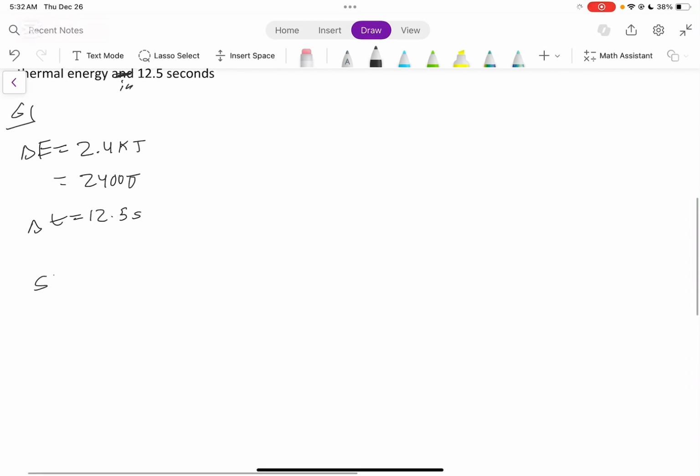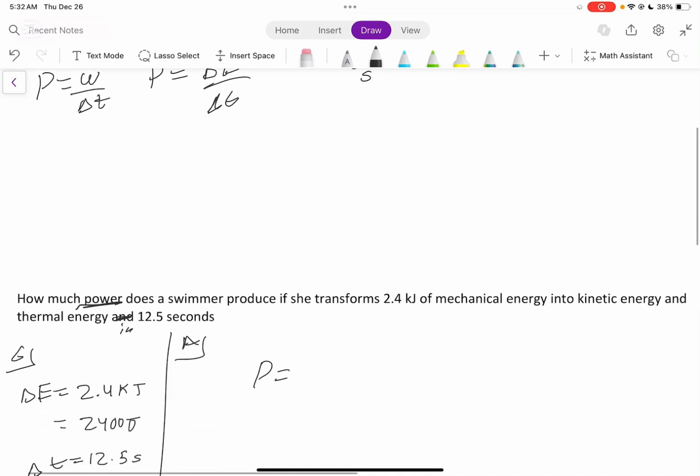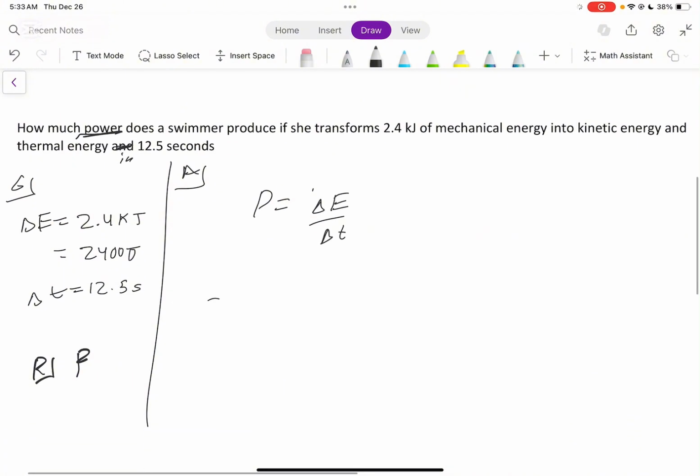So now we can go into our solution. We can go into our required to find, which is, it's asking for how much power. So we're looking for P. We can go into our analysis. We know P is equal to, again, we can look at our formula, delta E over delta T. From here, everything's already done for us, so we can go into our solution. P is equal to 2,400 joules divided by 12.5 seconds.